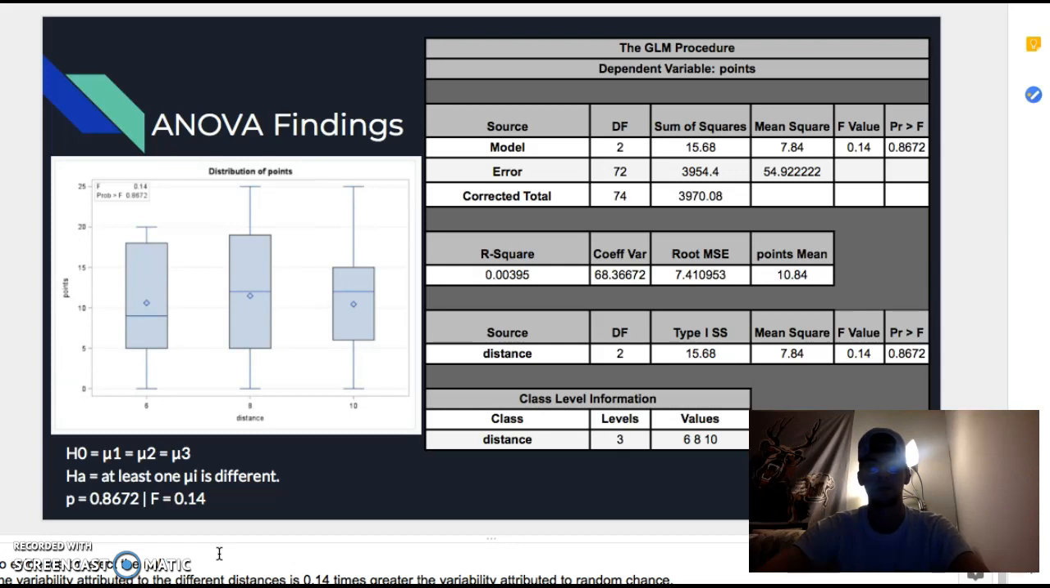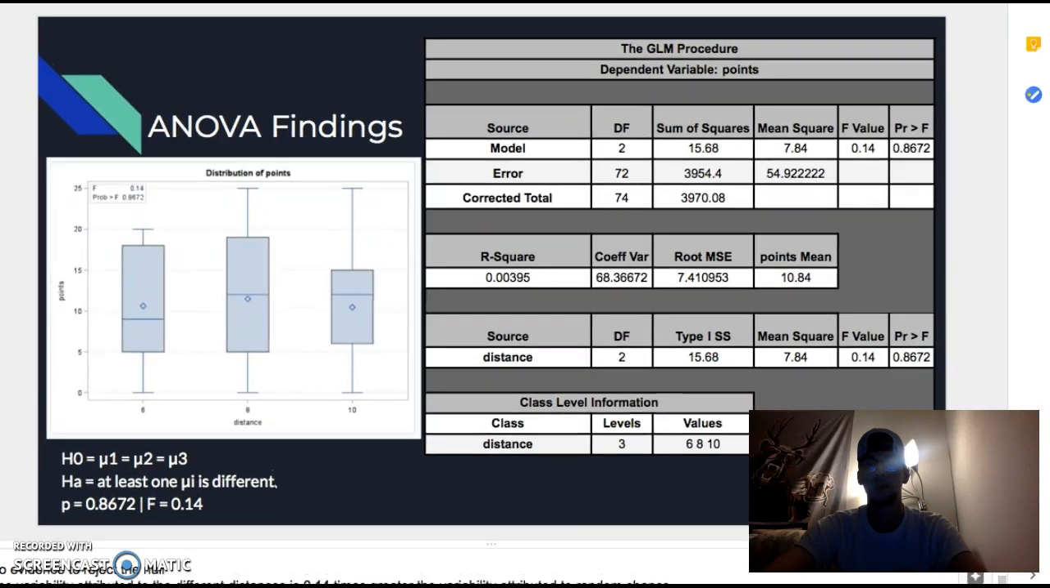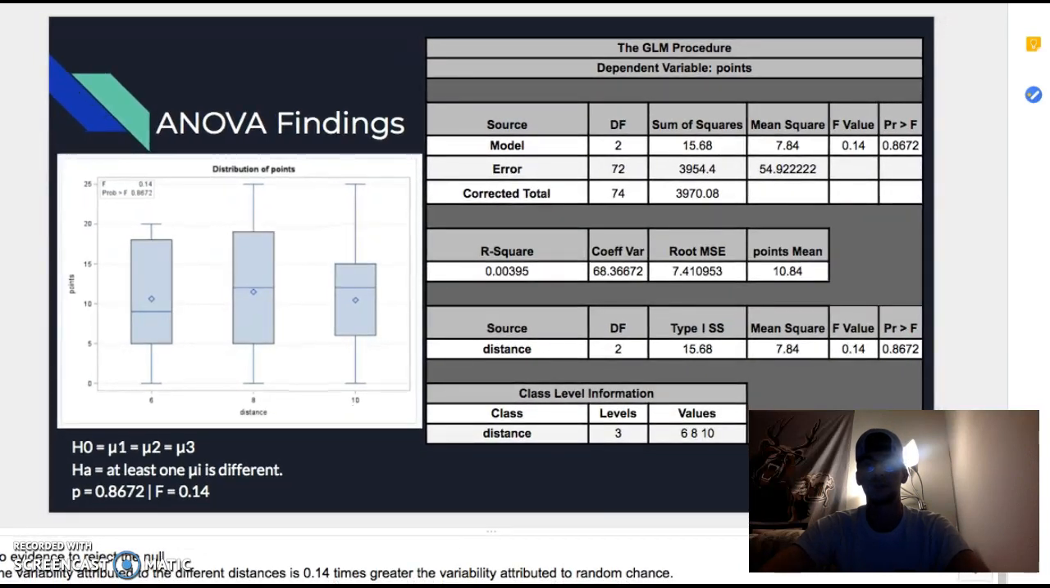We found the p-value to be 0.8672, and the F-value to be 0.14. That means that the variability attributed to the different distances is 0.14 times the variability attributed to random chance.